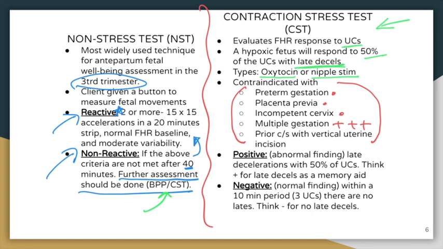So the findings are either positive or negative. The confusing thing for my students is that positive is an abnormal finding. But think of it this way. If you have a positive CST, it means it's positive for lates. That means that with 50% or more of the contractions, we're having lates. Well, that's not good. Or is it negative? That's a normal finding. If our CST is negative, there are no lates either within 10 minutes or within 3 contractions.